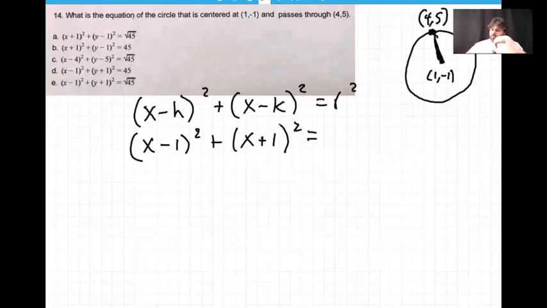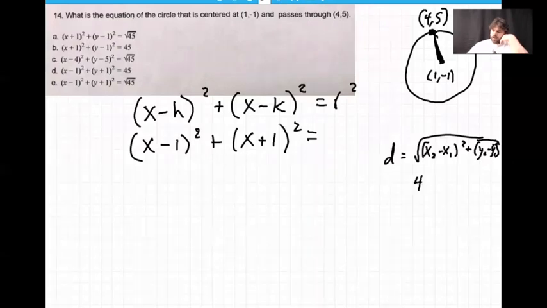So remember, the distance formula is the square root of the difference in the x's squared plus the difference in the y's squared. So the difference in the x's, well, we have 4 minus 1, right? So the difference is 3. And then we're going to square that. And the difference in the y's, well, we have 5 minus -1. The difference there is 6.